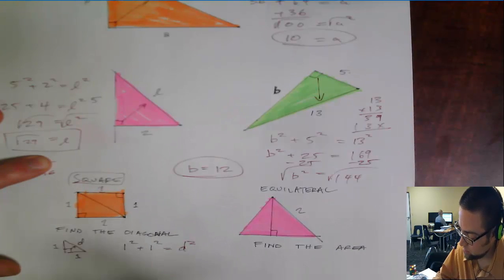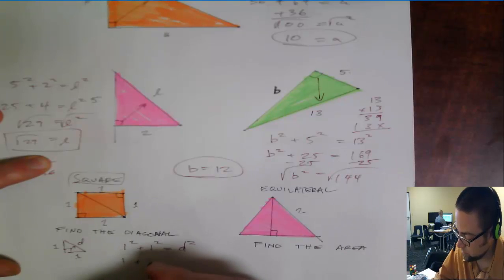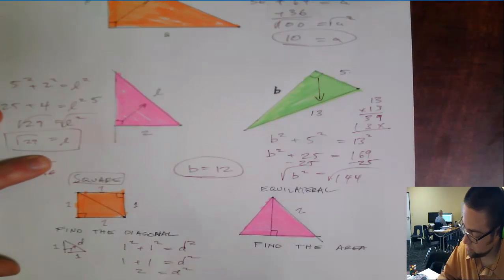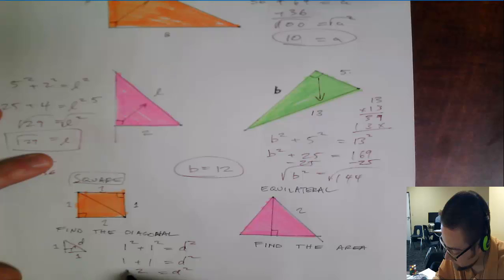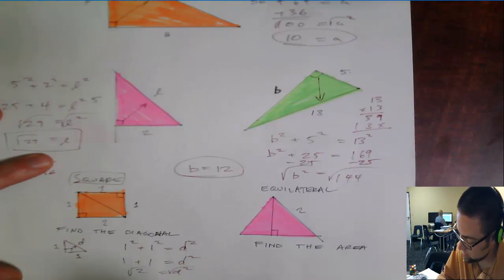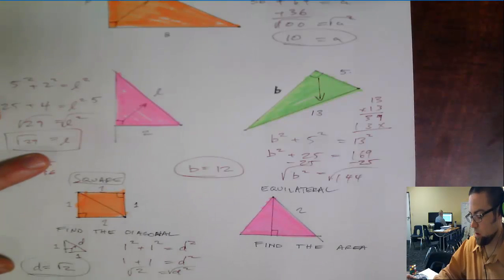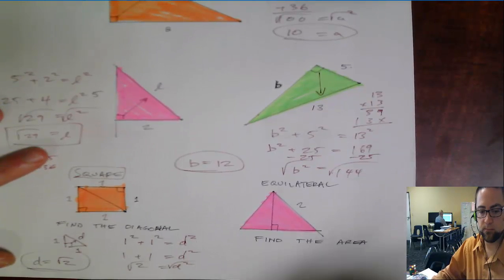And so 1 times 1 is 1, 1 times 1 is 1, 1 plus 1 is 2. 2 equals d squared, so d itself, we would square root both sides and get d is the square root of 2. And that's how we leave it.